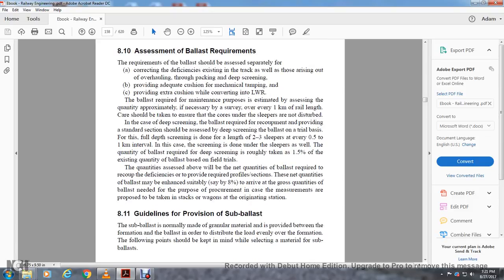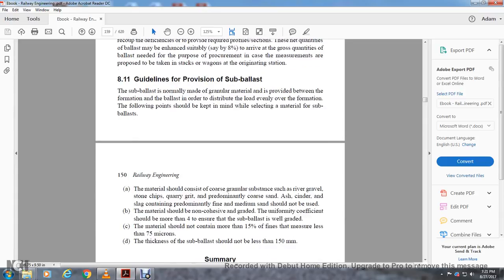8.11 Guidelines for provision of sub-ballast. The sub-ballast is normally a granular material provided between the formation and ballast in order to distribute the load evenly over the formation. The following points should be kept in mind while selecting the material for the sub-ballast. The material should be coarse granular substance such as river gravel, stone chips, quartzite grit, or predominantly coarse ash or cinder slag. Material containing predominantly fine or medium sand should not be used.